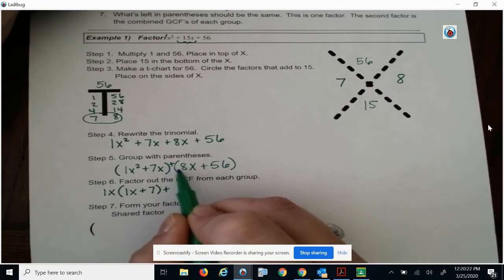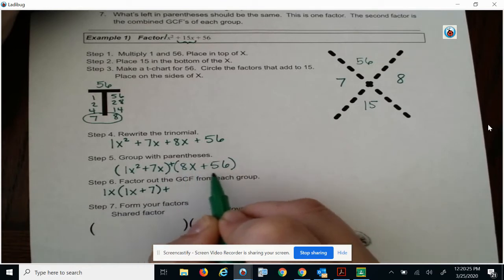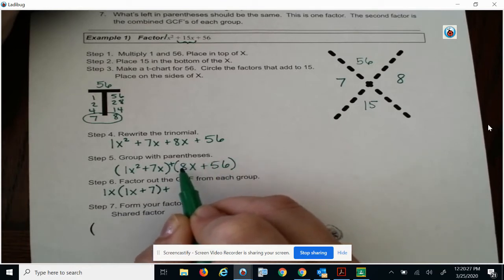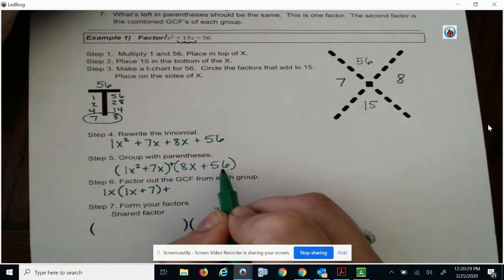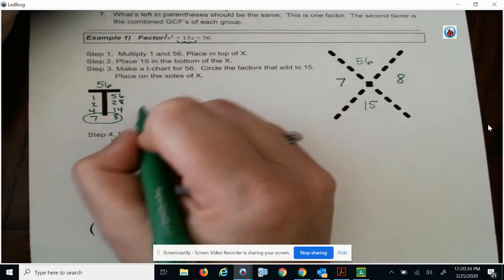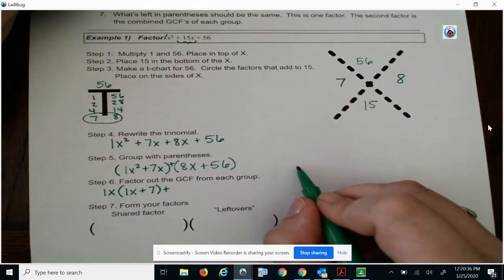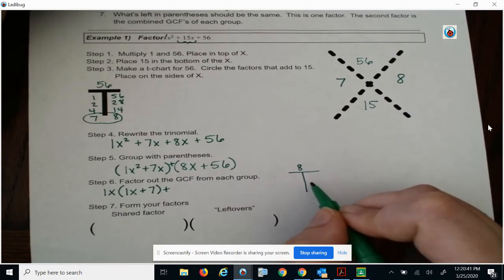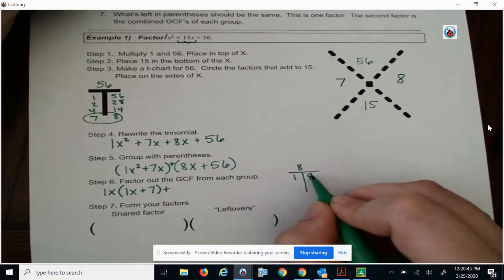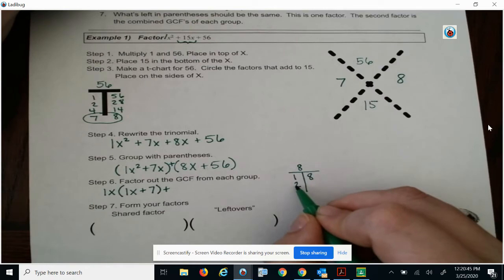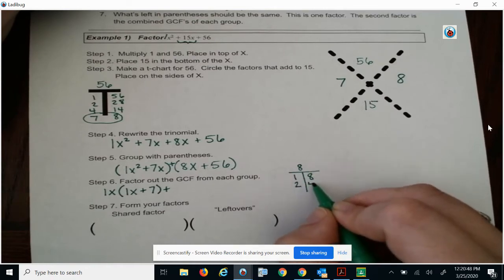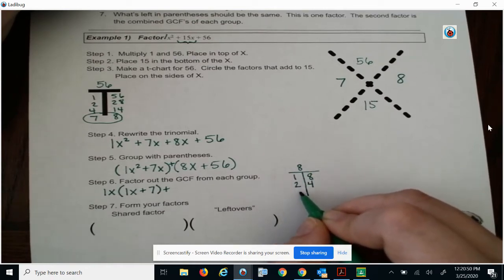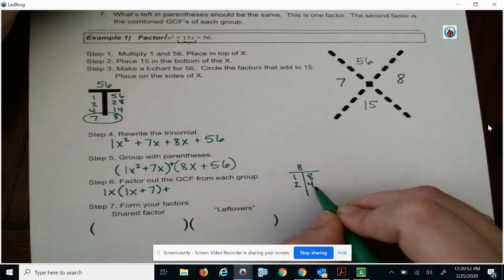There's a plus there. And we need to find the GCF from this group. So if I look at my numbers, 8 and 56, we have the t-chart for 56. So let's make a t-chart for 8. Some of you may already know what that factor is, but for those of you that need help, here's the extra help. 1 and 8. 2 times 4 is 8. 3 will give us a decimal. 4 is there already, so we can stop.